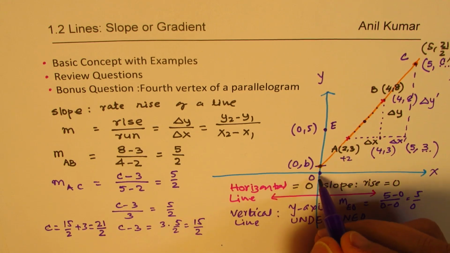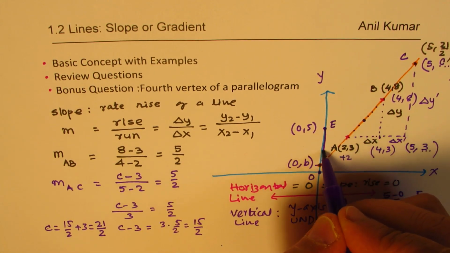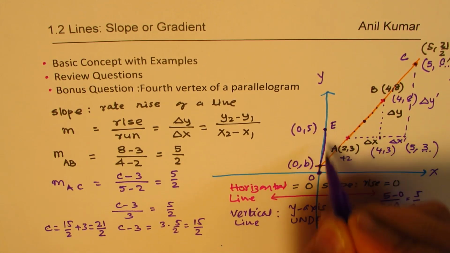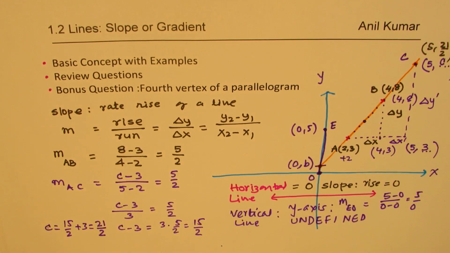So the slope between these 2 points, 0, the origin, and E, which is a part of your vertical line, is undefined. You get the idea, correct? So these are the questions which we should be looking into.